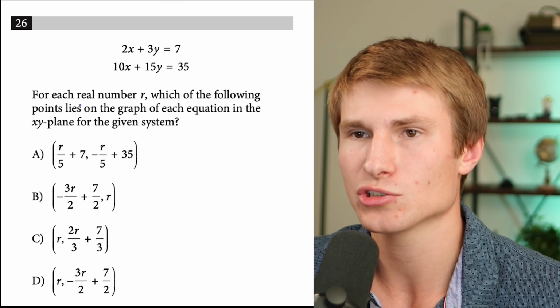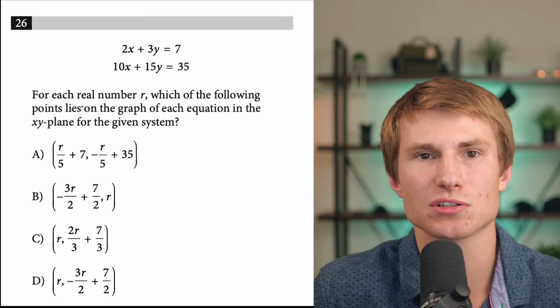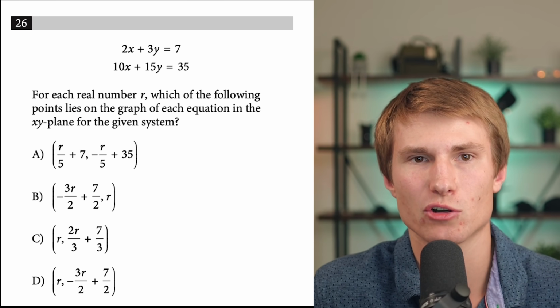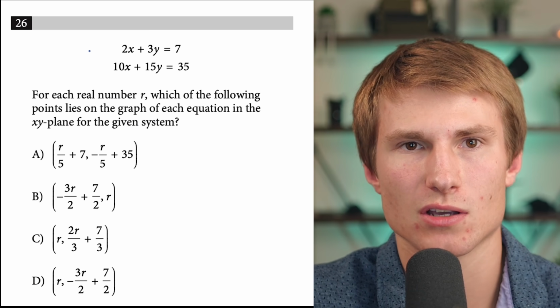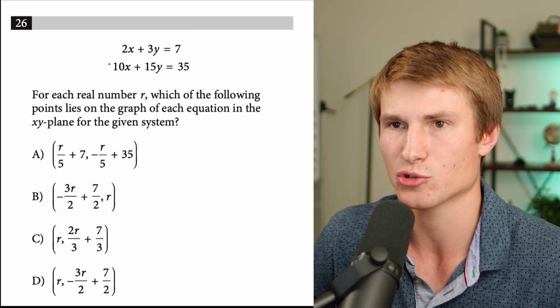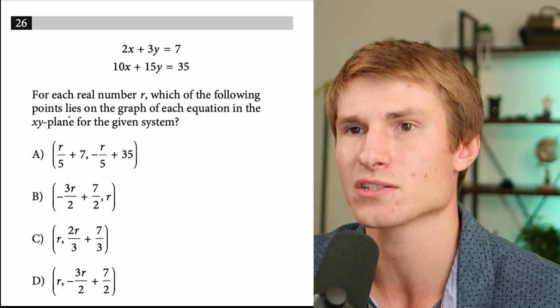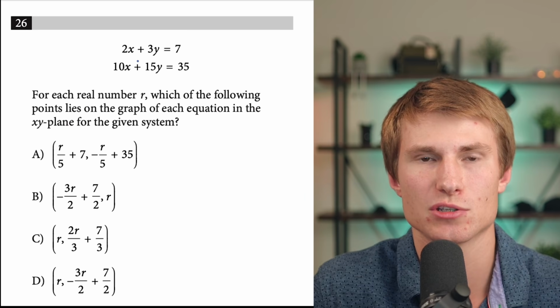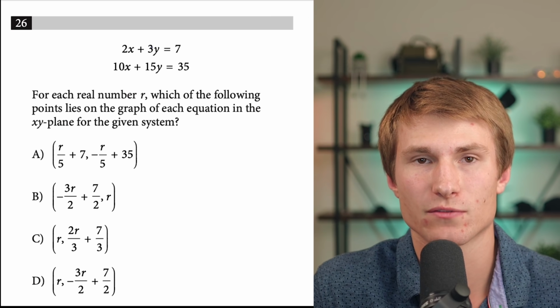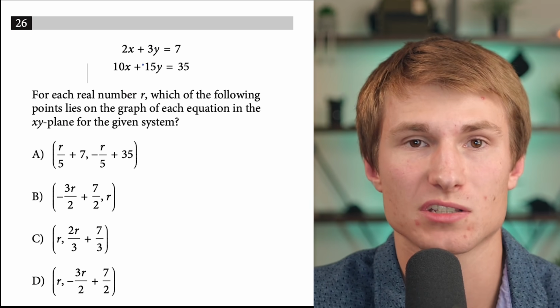Here's how to make this really difficult SAT math question much easier. If you take a look at question 26, it states, for each real number r, which of the following points lies on the graph of each equation in the xy plane for the given system? Now, if you see stacked equations like this, oftentimes you'll be looking to add or subtract to get to your answer. But in this case, since we're asked for which of the following points lies on the graph of each equation, what we're actually going to do is check if something lies on the first equation, it also will be a solution to the second equation.